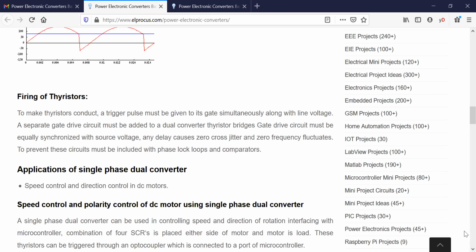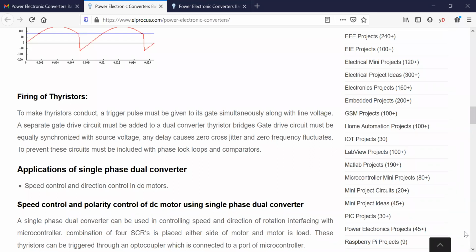Whatever the gate pulse or the gate drive circuit is, it must be equally synchronized with the source voltage. So we are synchronizing the gate drive with the source voltage, and delay causes zero crossover and zero frequency fluctuation. It will fluctuate, and to prevent the fluctuations, we are including phase lock loops and comparators.